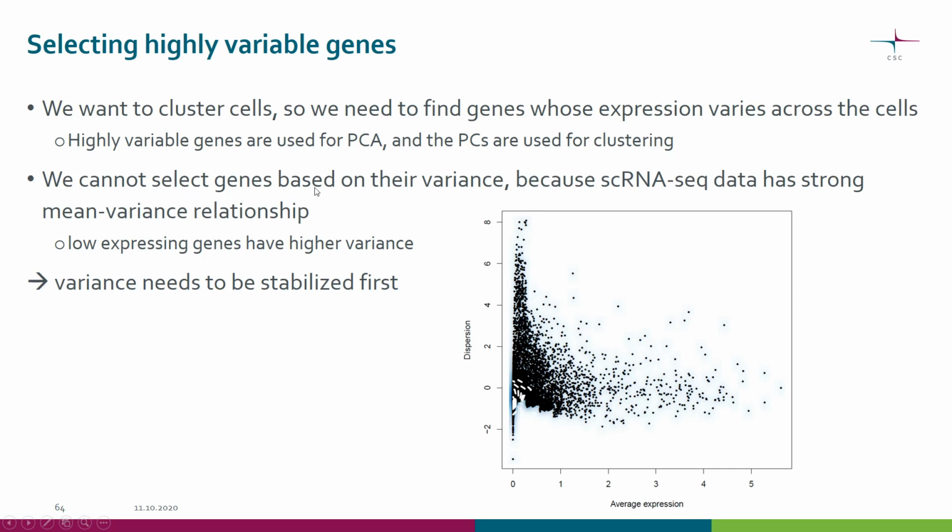Now we cannot just go and select genes based on their variance, because single-cell RNA-seq data has a very strong mean variance relationship. What this means, if we have a look here, the black dots are genes. On the x-axis we have average gene expression, so genes which are expressed at low level are here and high expressors are here. And on the y-axis we have dispersion or variance. As you can see, the genes that are expressed at low level tend to have quite high variance. So if we just select based on variance, we would end up picking only the low expressing genes, so that would be biased.